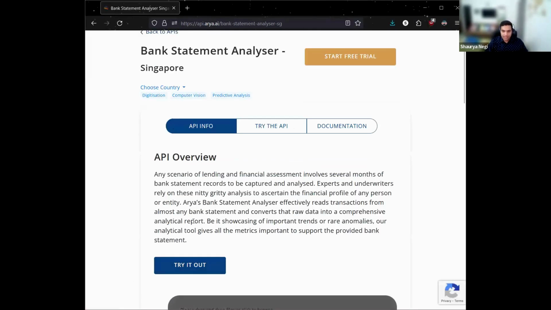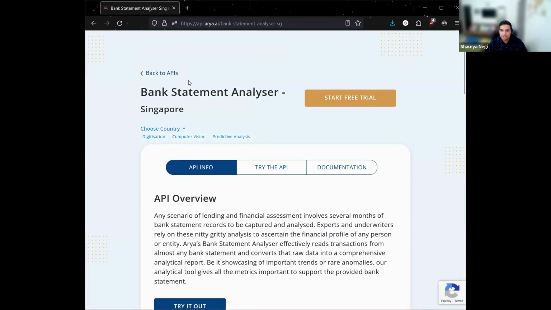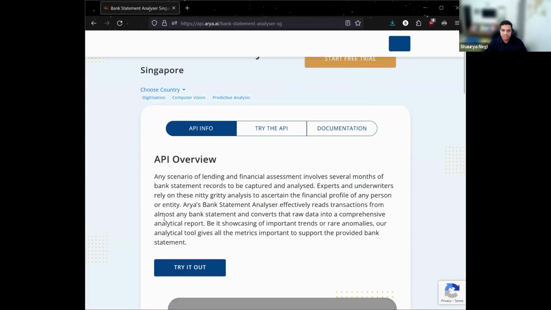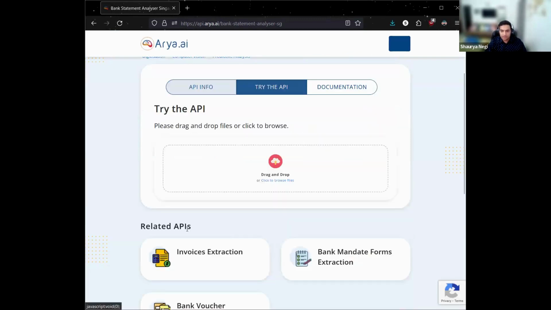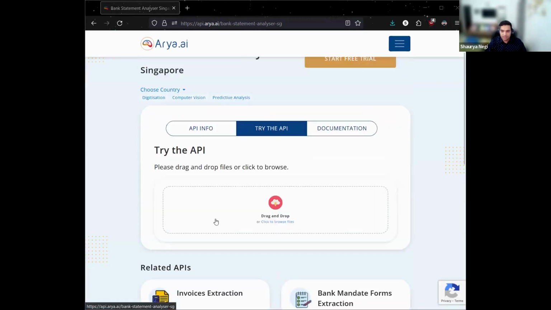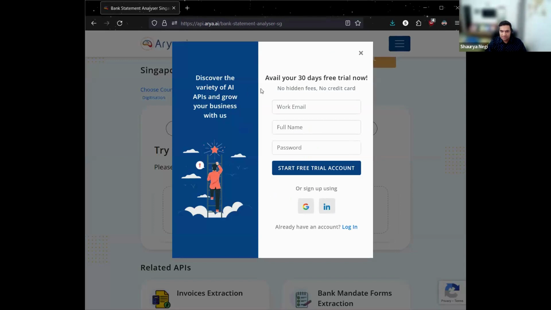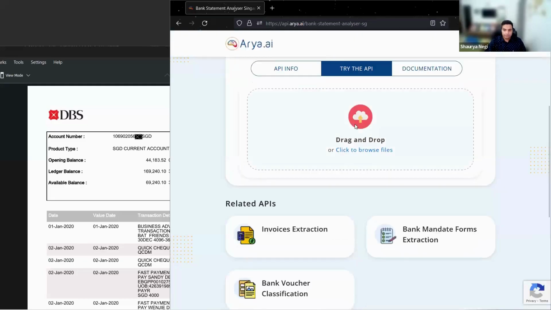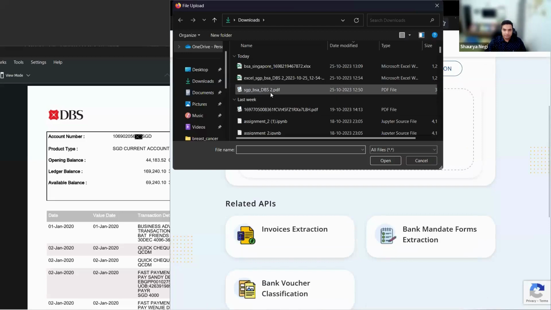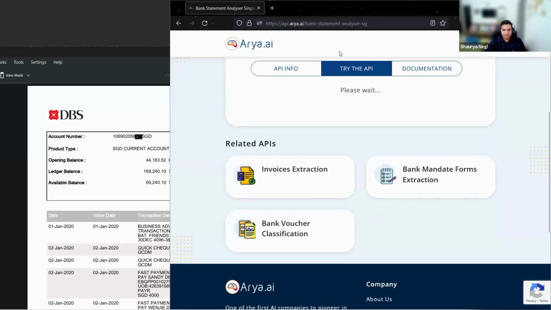As you can see, you can go ahead and log in into this website using your work credentials, or you can also log in through your Google account or LinkedIn account. Click on try it out here, right? And here you can go ahead and try the particular API you want to try. In this case, I will try the same bank statement. You can see here, this is how it opens up, right? I'll quickly go ahead and log into my credentials and showcase. And here I will upload the same statement which I showcased, which is the DBS statement.